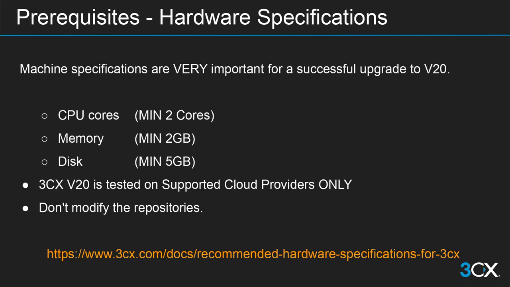3CX version 20 has been tested on supported cloud providers only. These are namely Amazon with AWS and Lightsail, Google Cloud, the Microsoft Azure platform, DigitalOcean, and Vultr. Something else that might cause the upgrade to fail is if you have modified the Linux repositories. Please refrain from doing so. We will only be able to do an upgrade of a vanilla 3CX ISO installation that doesn't have anything modified.